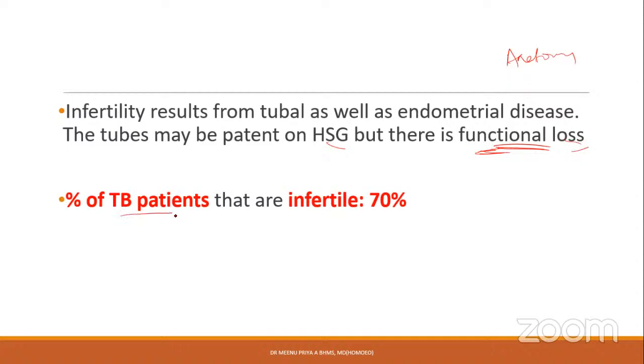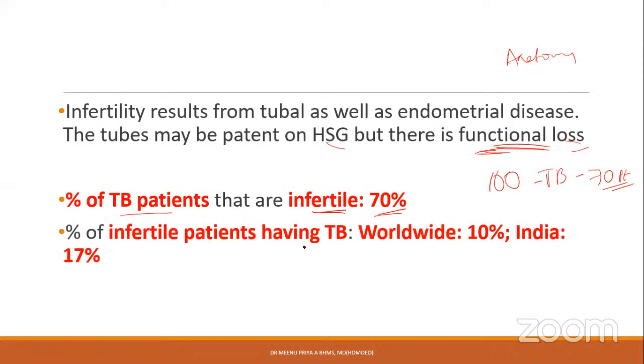And the percentage of TB patients that are infertile. So now, in 100 patients with TB, genital TB, how many patients will be infertile? 70 patients will be infertile. Only 30 patients have not borne the brunt of this infertility.